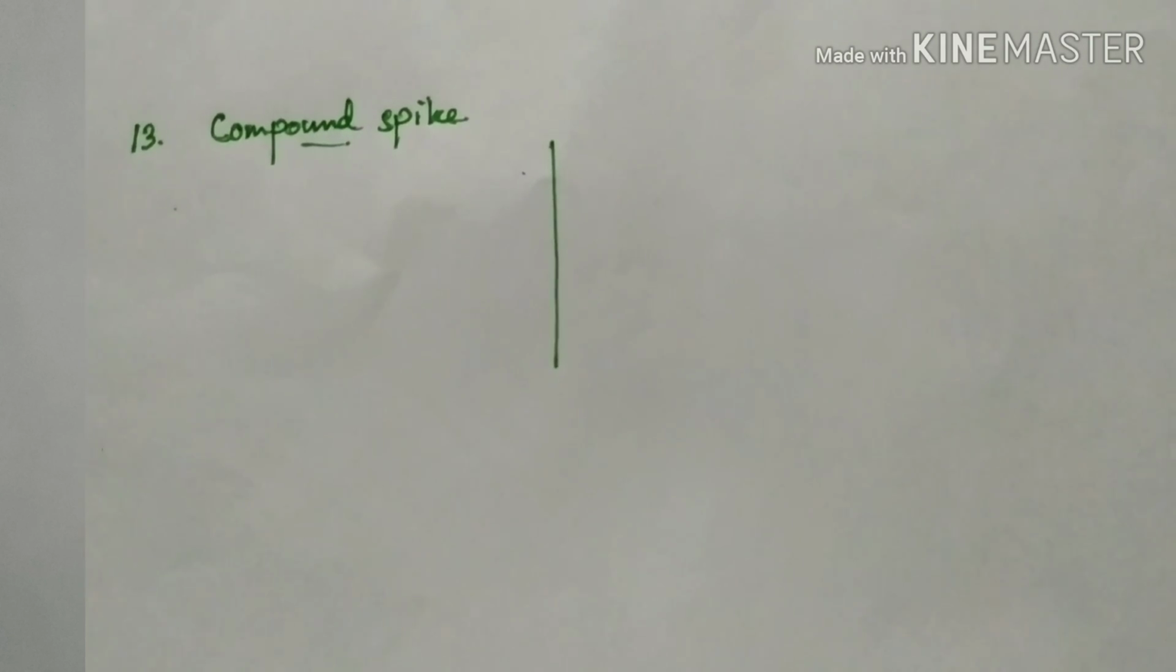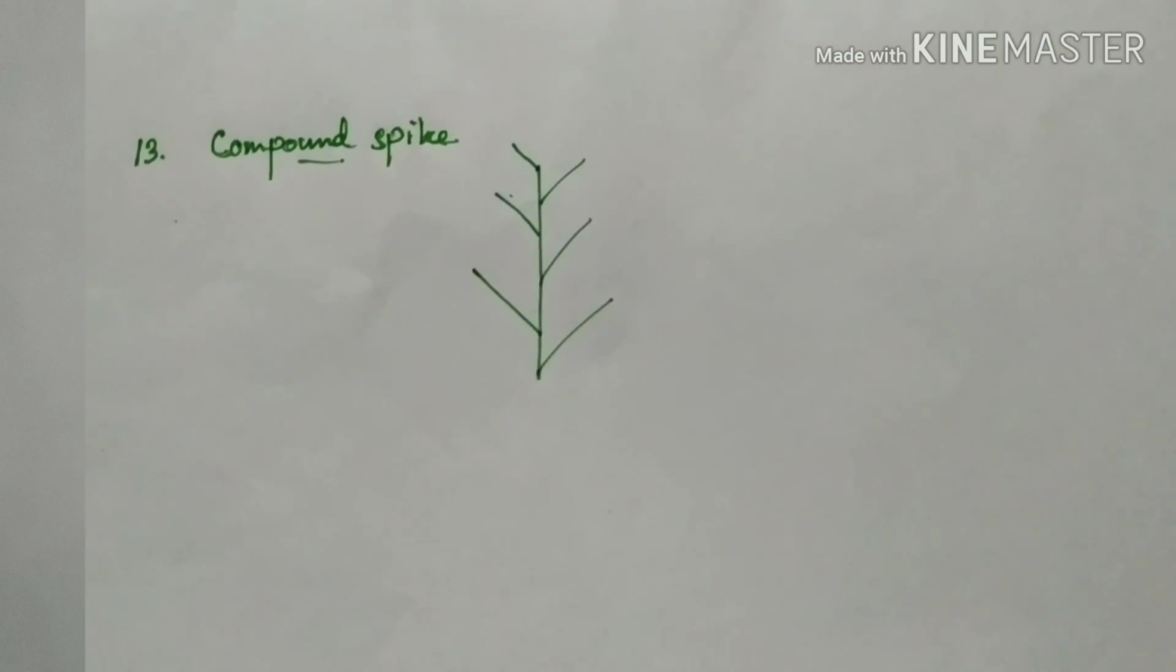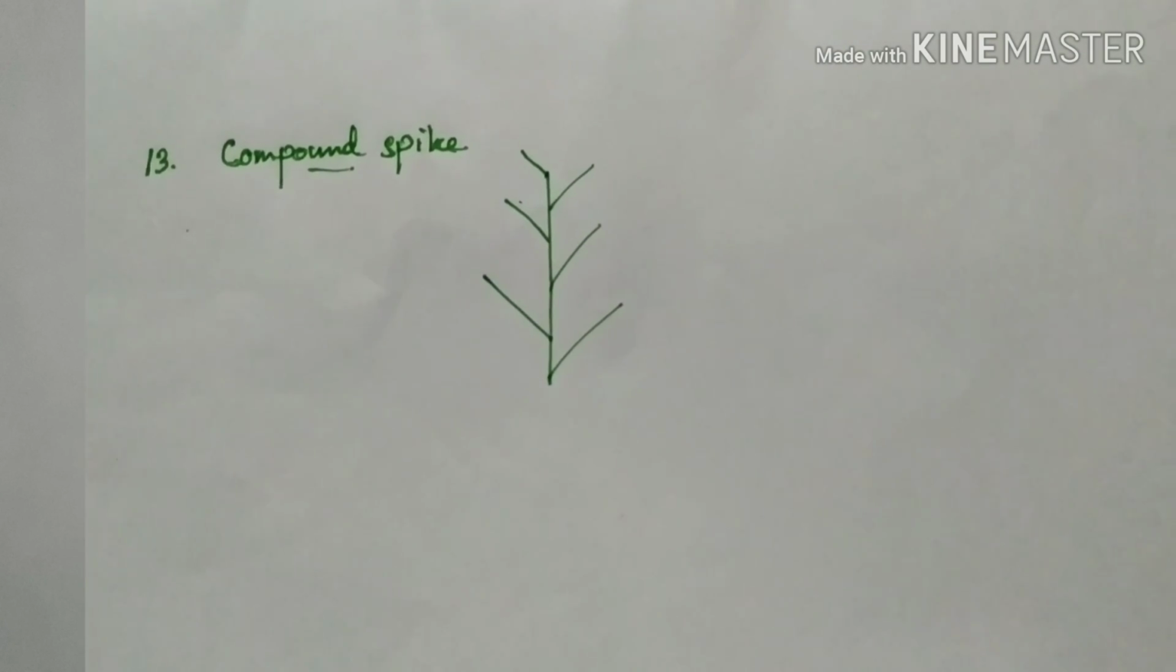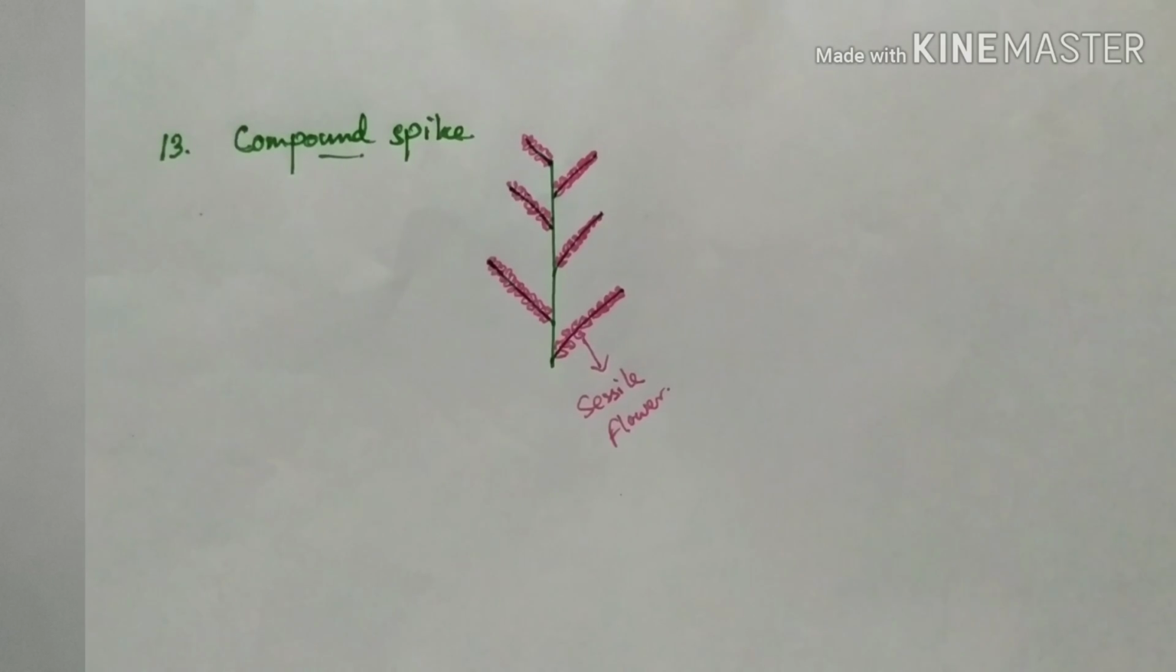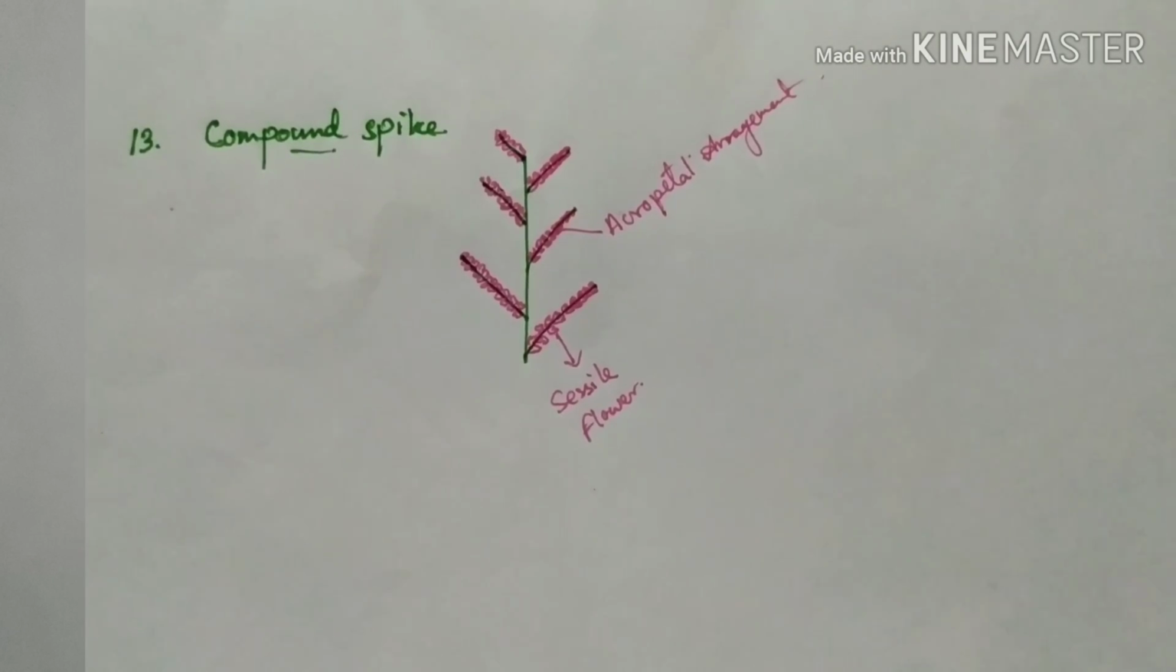I forgot to discuss this. Next type is compound spike. Here, like spike, flowers are sessile and arranged acropetally. Within a main axis, rachis originate which contain sessile flowers, and flowers are arranged in acropetal manner. So this is about compound spike.